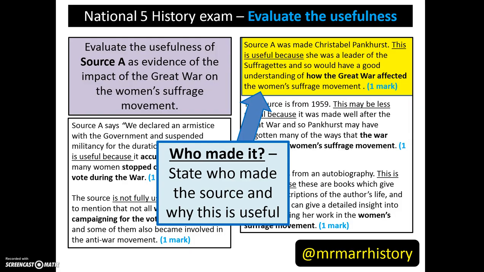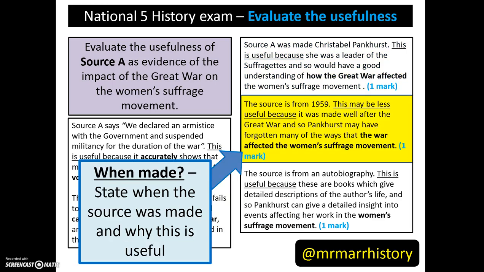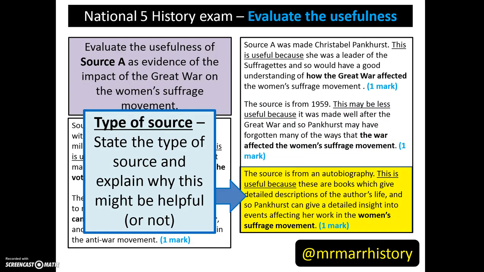If we had given 2 facts from the source and 2 facts that are missing, then along with this final discussion of who made it, that would be 5 marks. However, if we still have to get more marks, we may want to go on to discuss when the source was made, or finally potentially the type of source. We can also discuss the reason that the source was made as well.